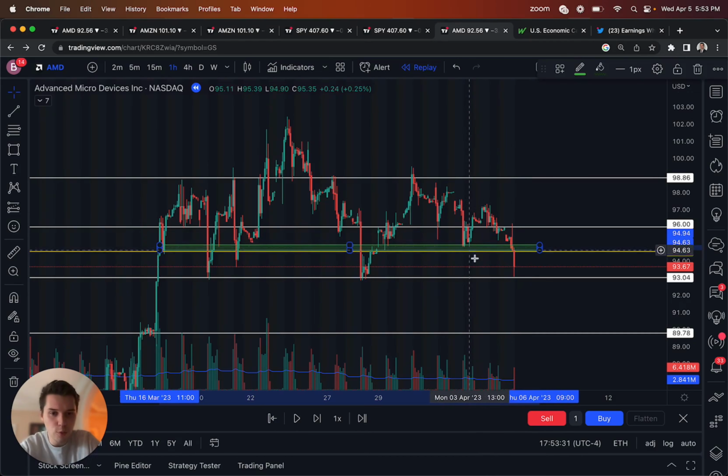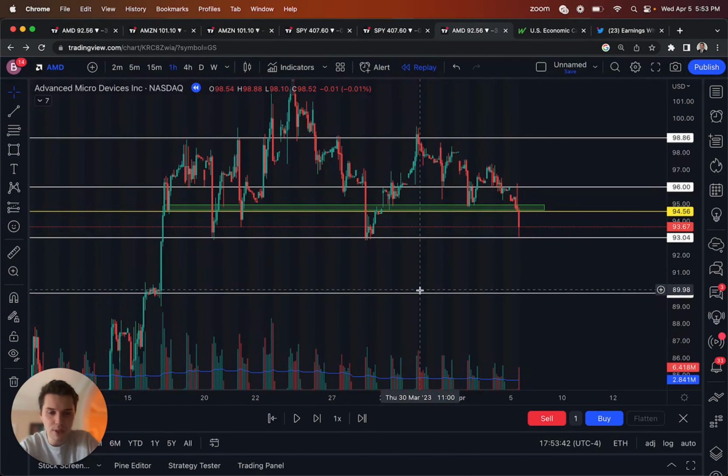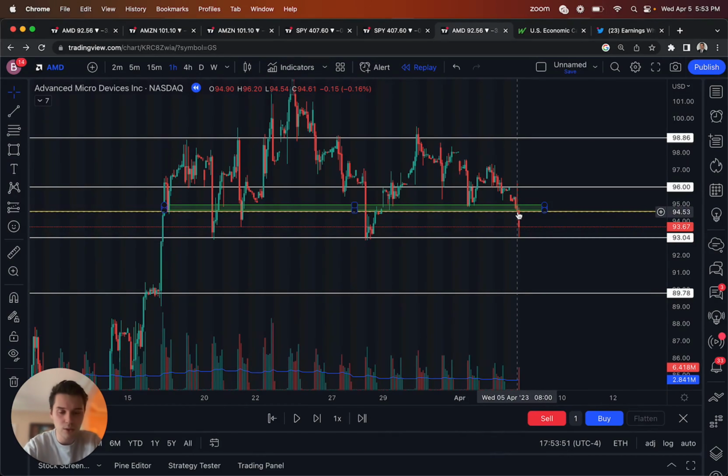that there's nothing but room down to this 93 level. You also know that if it gets below 93, it has room down to 90. And the reason why I know that is because stocks like to trade between levels. When a stock breaks one key technical level, it magnets down to the next key technical level, assuming you have the momentum to back that move.